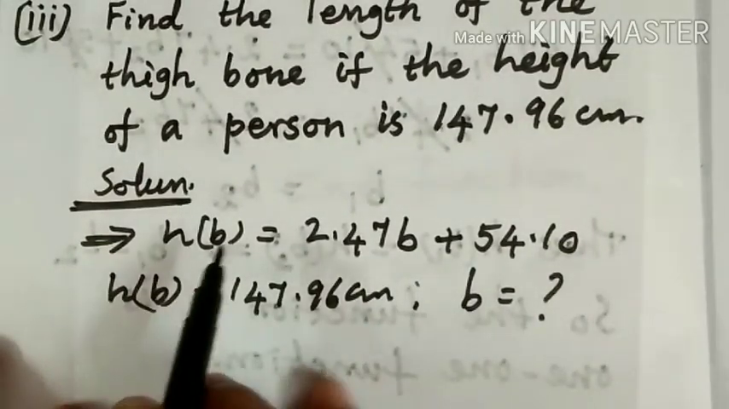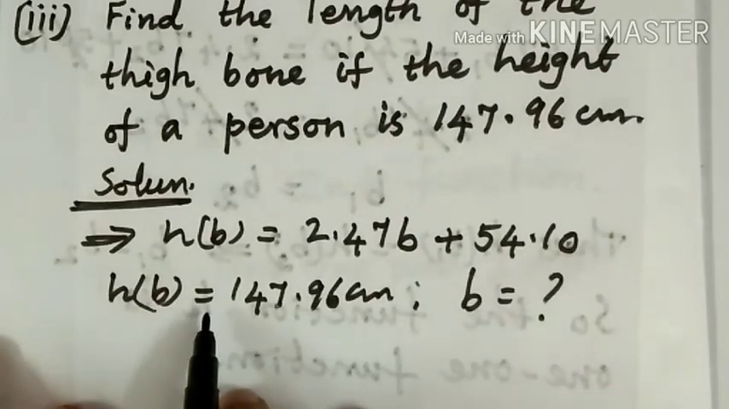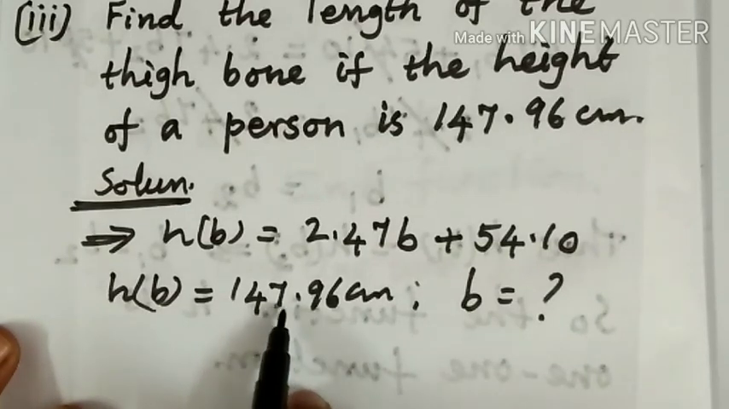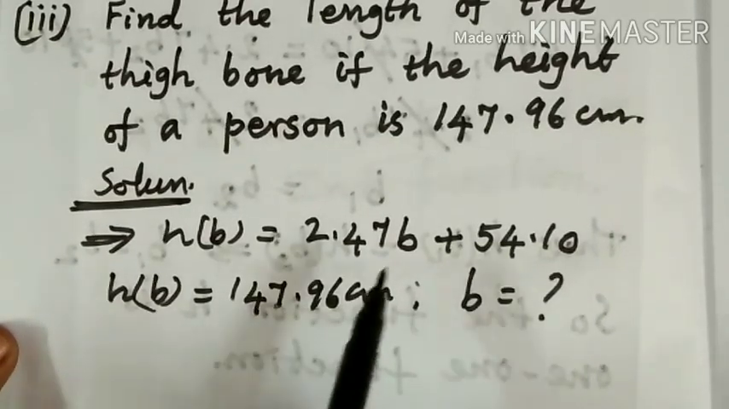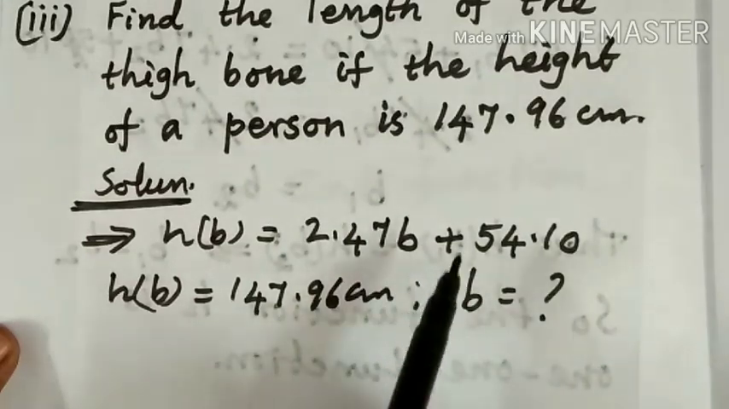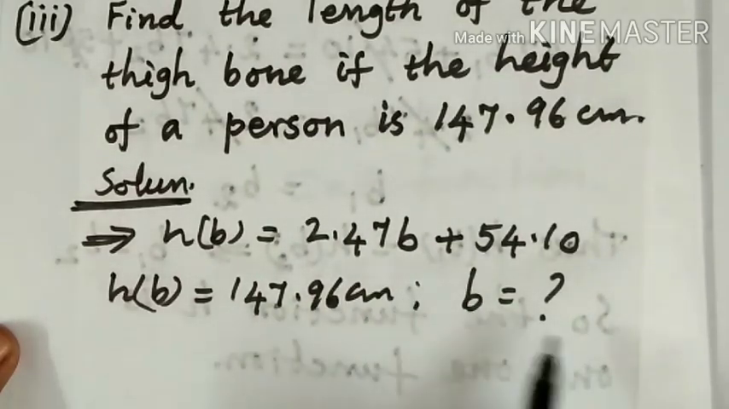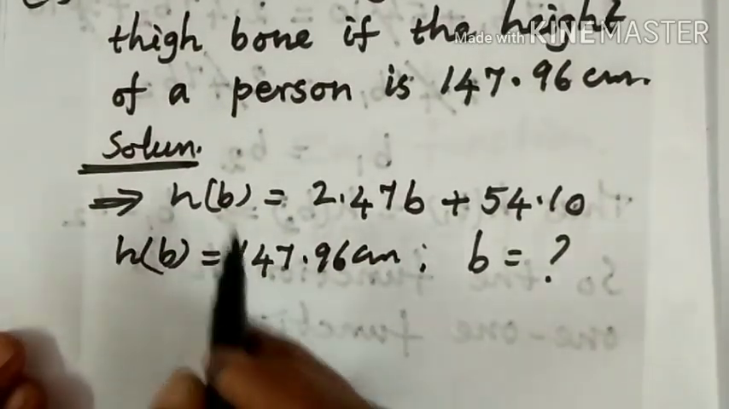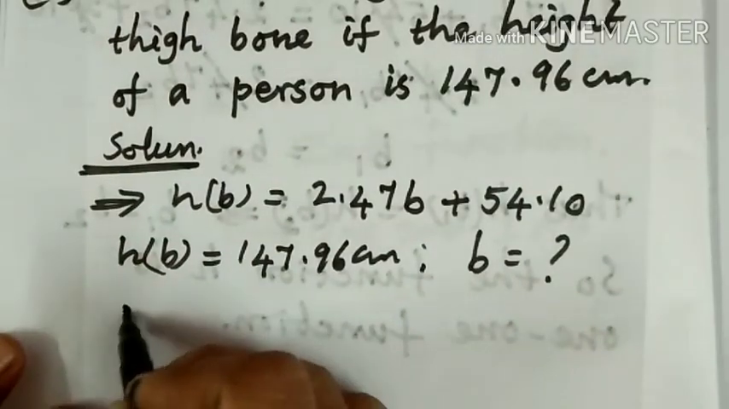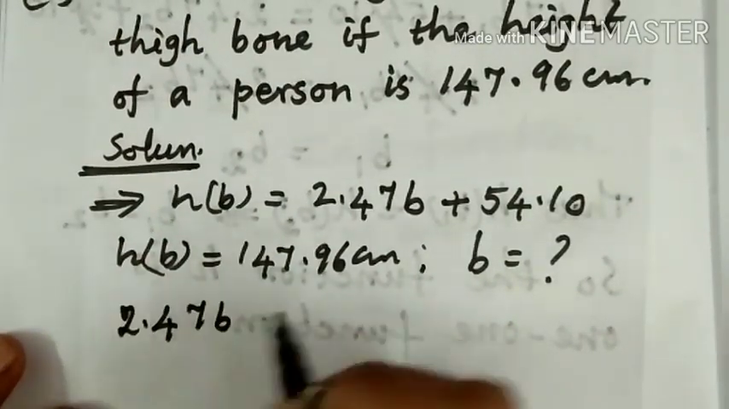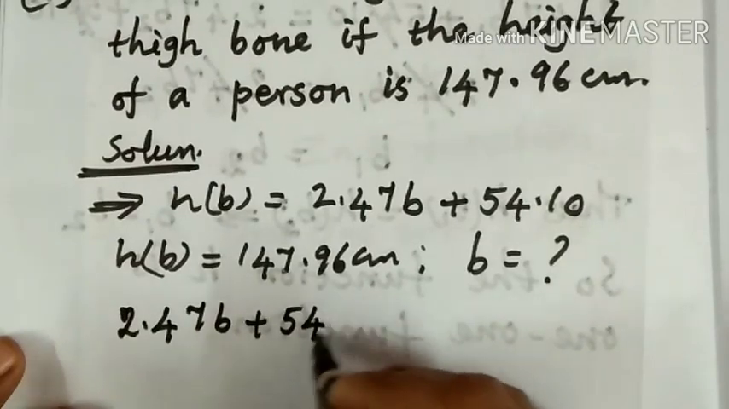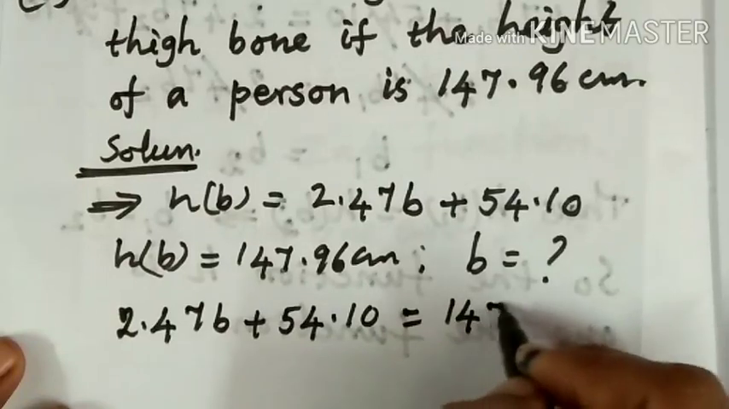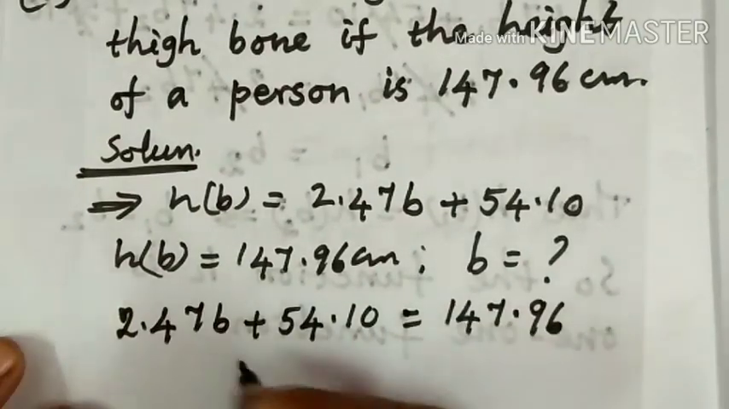In this function, h of b is the height of a person, that is 147.96 centimeter. b denotes the length of a thigh bone, that one we have to find out. So now you apply this value, that is 2.47 b plus 54.10 is equal to 147.96.